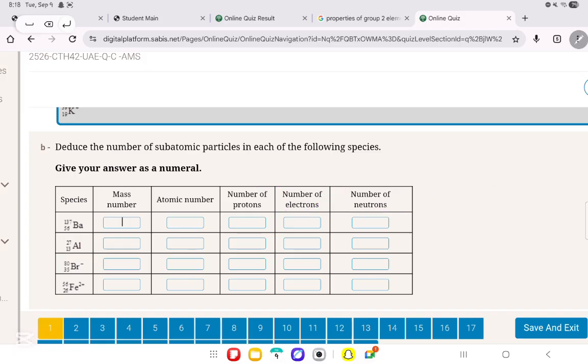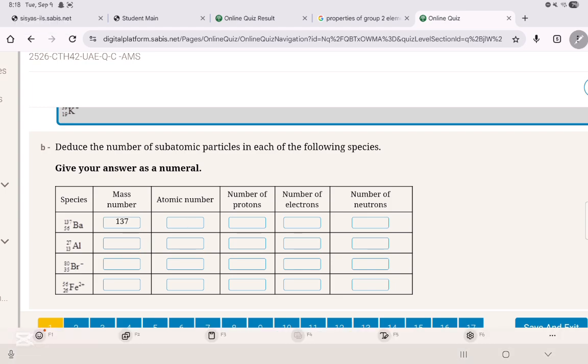So first, let's start. The mass number here is 137. Atomic number is 56. Number of protons is 56. Number of electrons, since it's neutral and doesn't have a charge, will be the same as the number of protons. And then finally, number of neutrons is going to be 137 minus 56. That's going to give us an answer of 81. Let's move on to the next one.